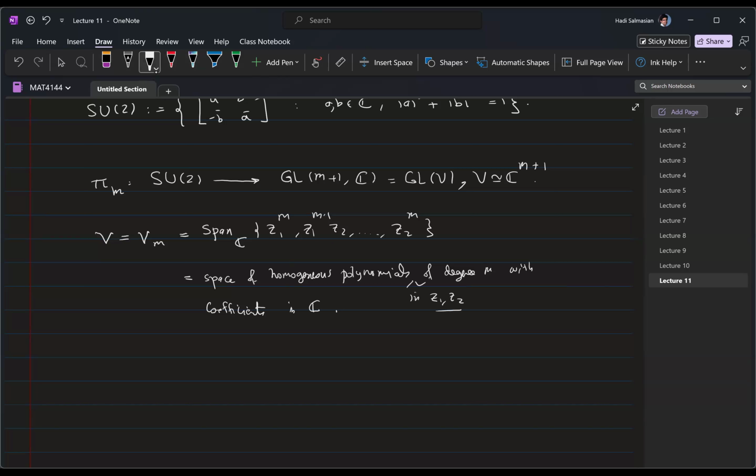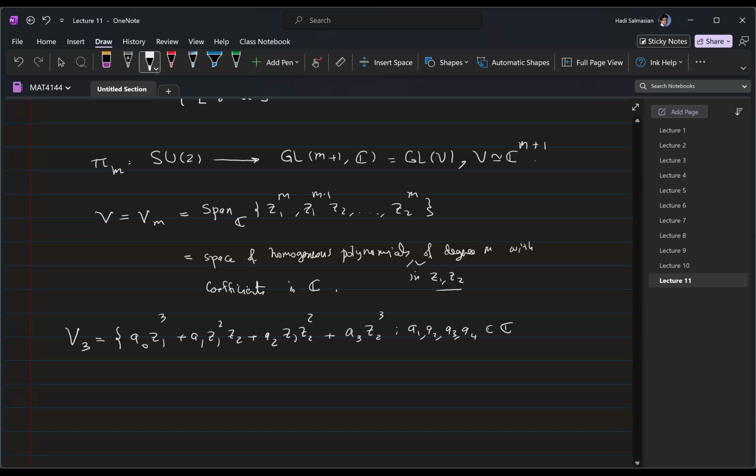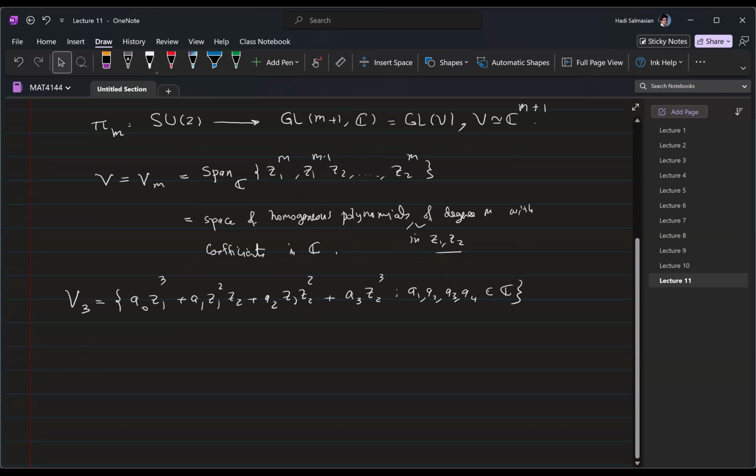Okay, so for instance, V3 is the space of polynomials of the form A0 Z1 cubed plus A1 Z1 squared Z2 plus A2 Z1 Z2 squared plus A3 Z2 cubed. The dimension of V_m. Okay, any questions so far?